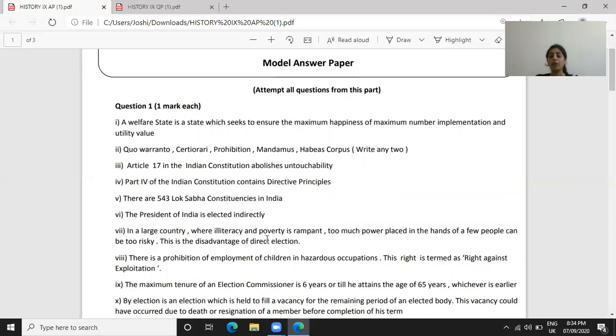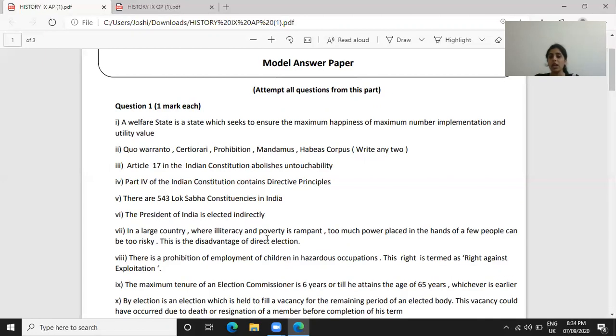Answer 4. Part 4 of the Indian Constitution contains directive principles. Answer 5. There are 543 Lok Sabha constituencies in India. If your 5 answers are correct, give yourself 5 on 5. Going to the 6th answer, the President of India is elected indirectly.